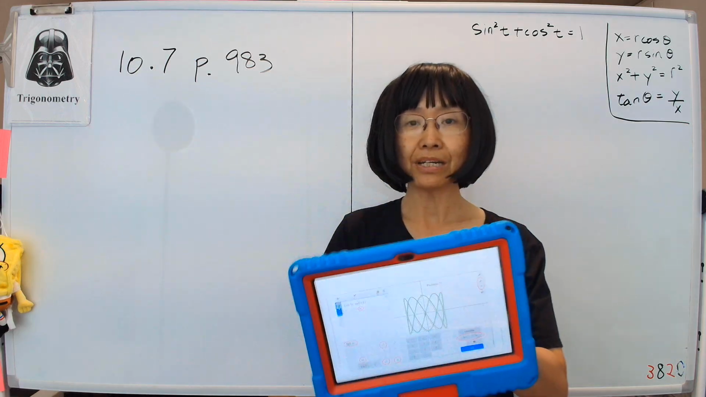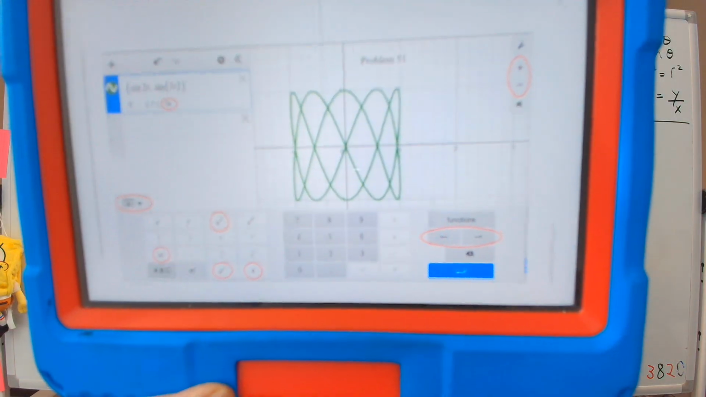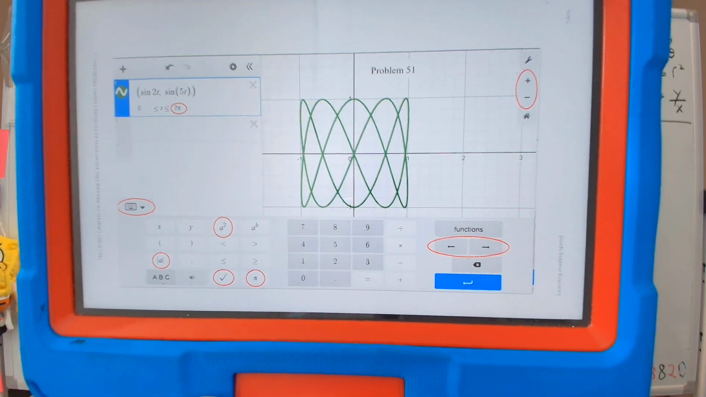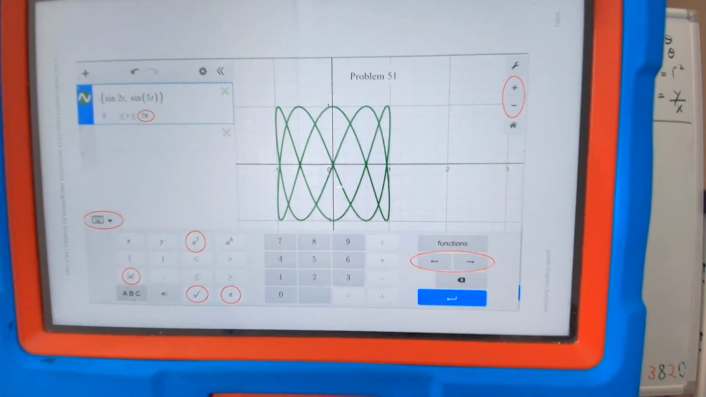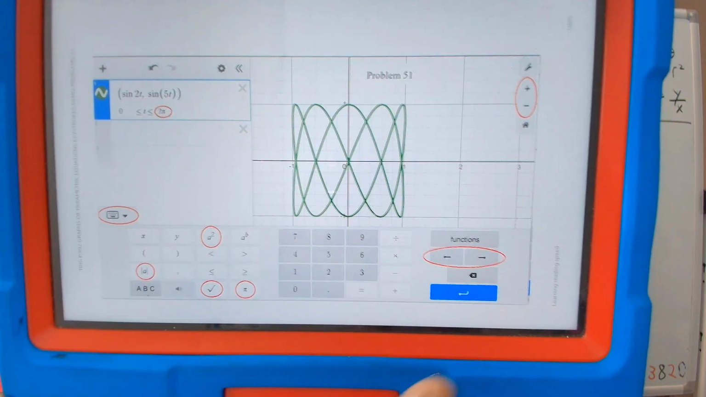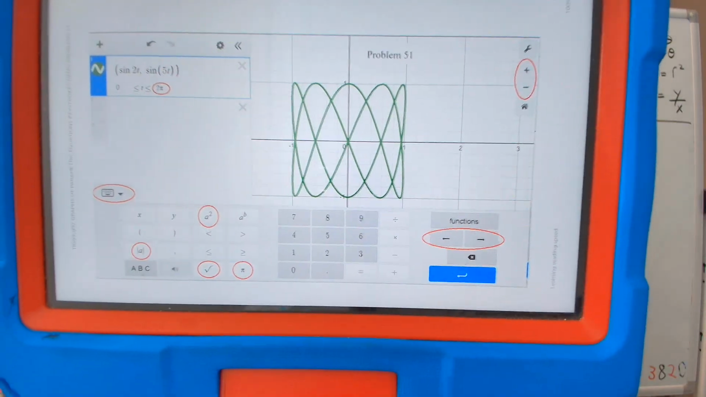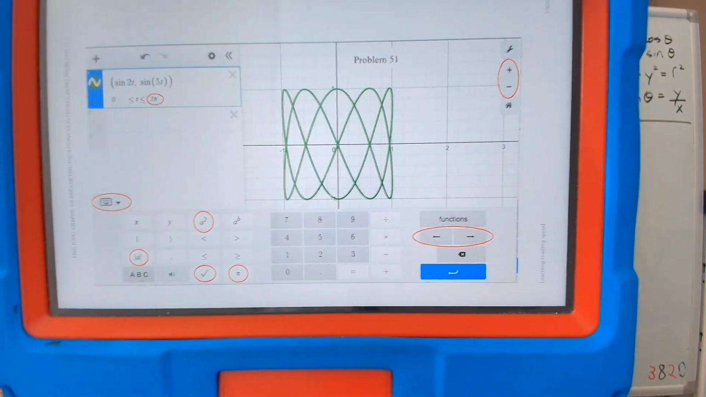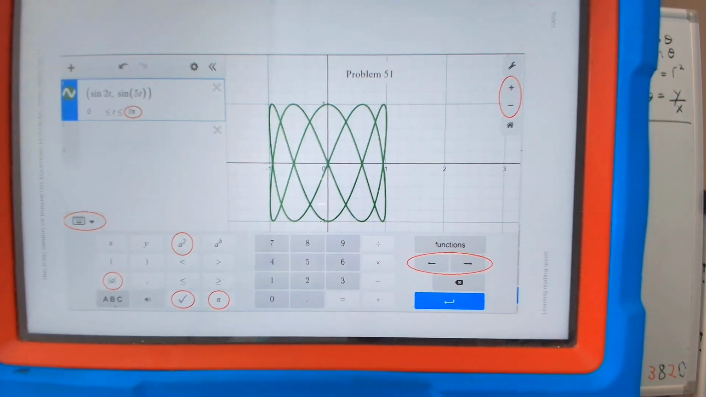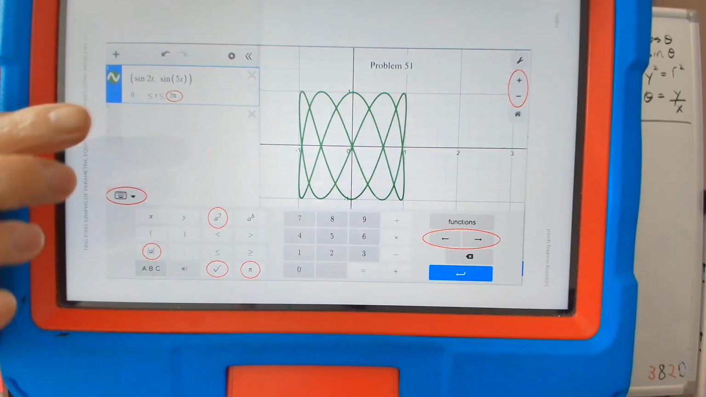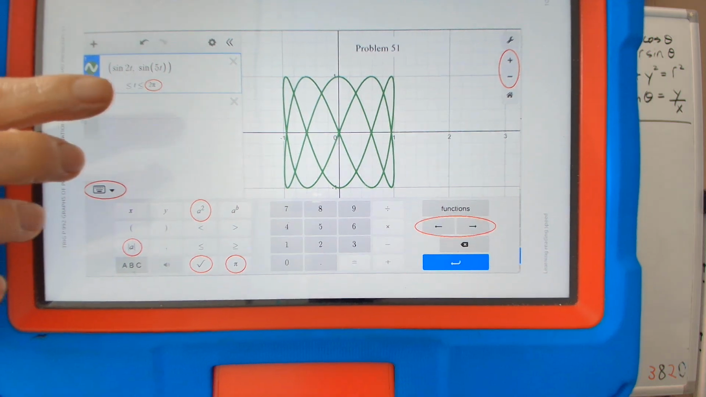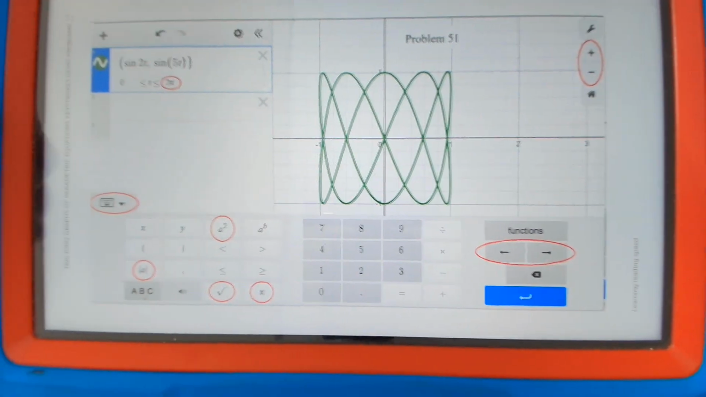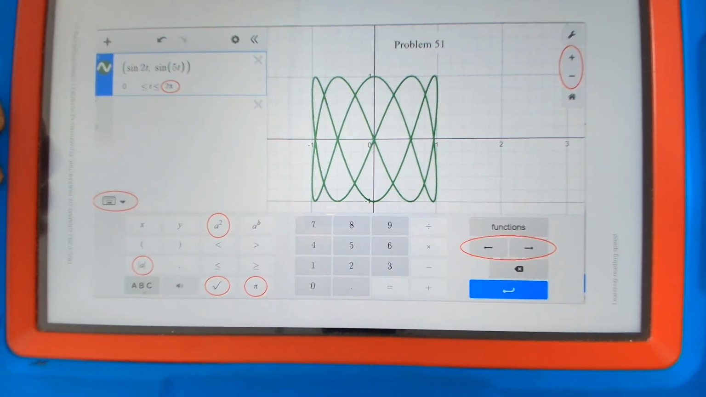So before we start doing stuff, let's look at one of these samples. This is problem 51 of this section, but I'm using it as a sample. Now, this is a screenshot of the Desmos website, which I will also put under the video description. And for problem 51, x is equal to sine of 2t and y is equal to sine of 5t.